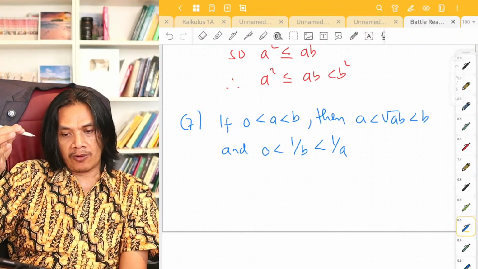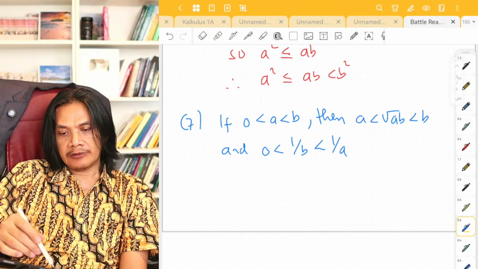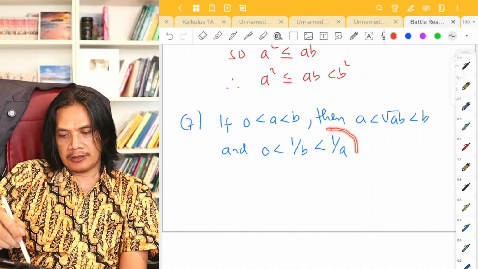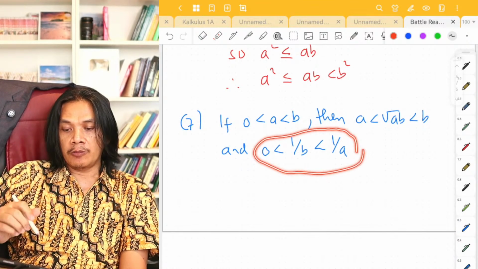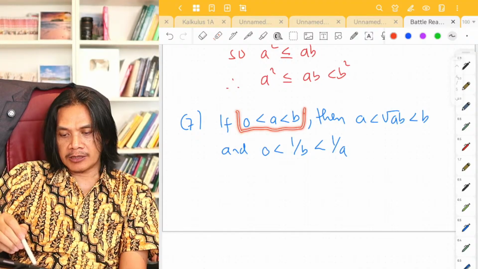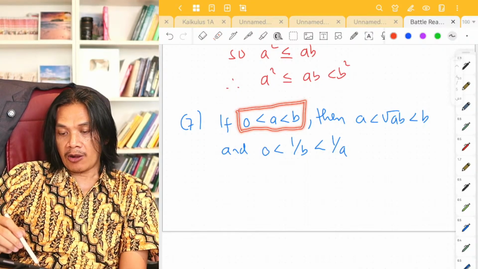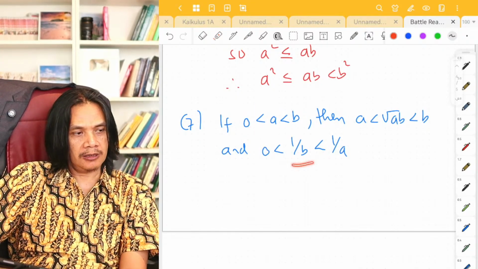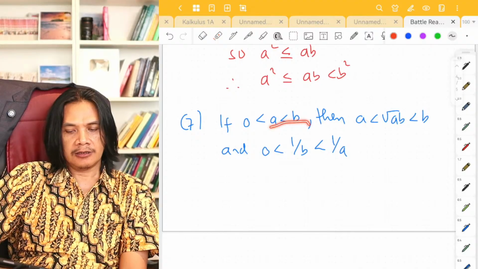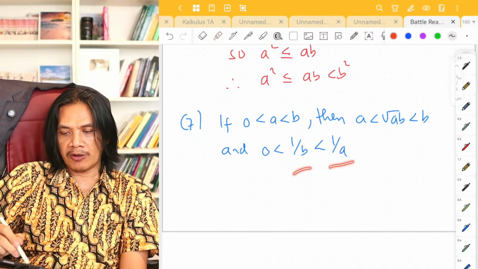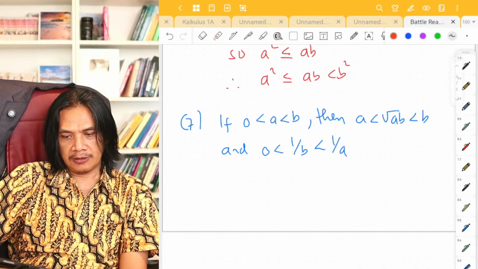So again, we always need to think of how we can achieve the expression in our objective from the given information. For example, how can we get 1 over b? What do we do to this to get 1 over b and 1 over a? They're both positive this time. So you can multiply by a and then multiply by b.